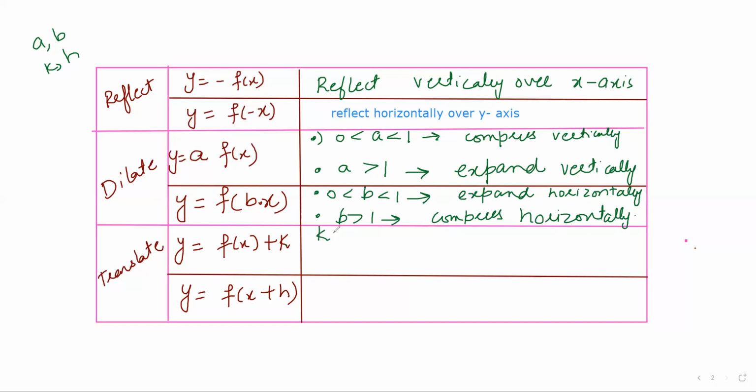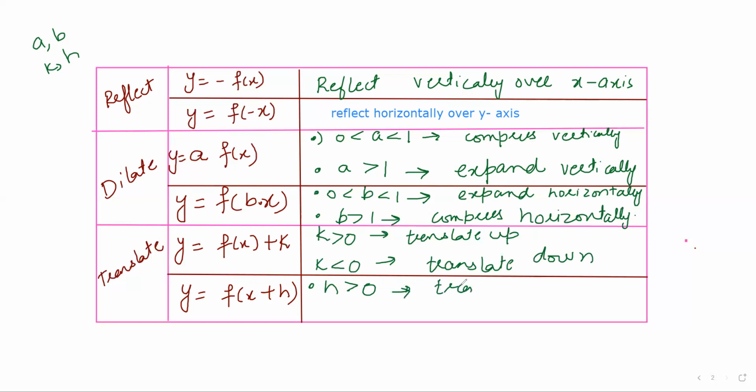Translate. If K is greater than 0, you need to translate up. And if K is less than 0, you need to translate down. If H is greater than 0, you need to translate left. And if H is less than 0, we need to translate right. Finally, we are done with it.